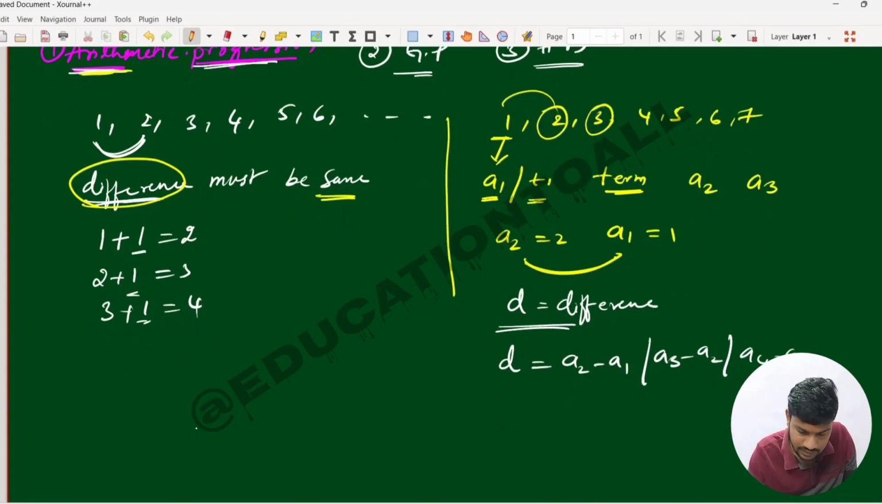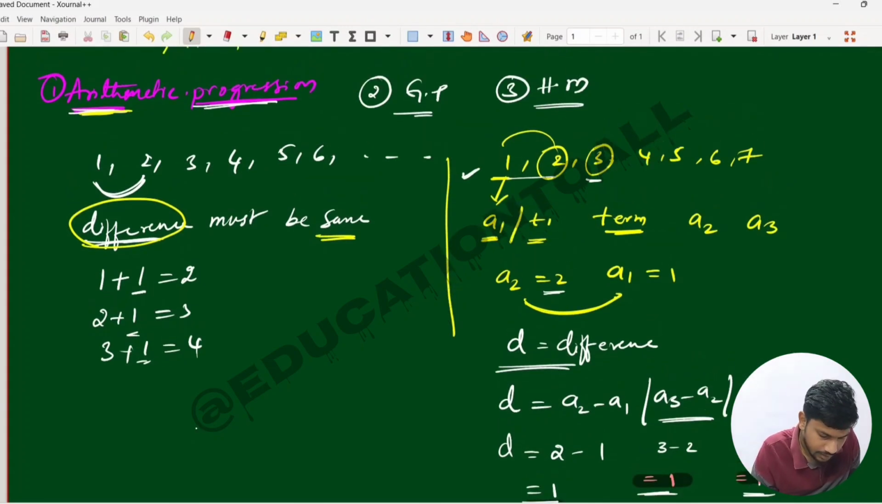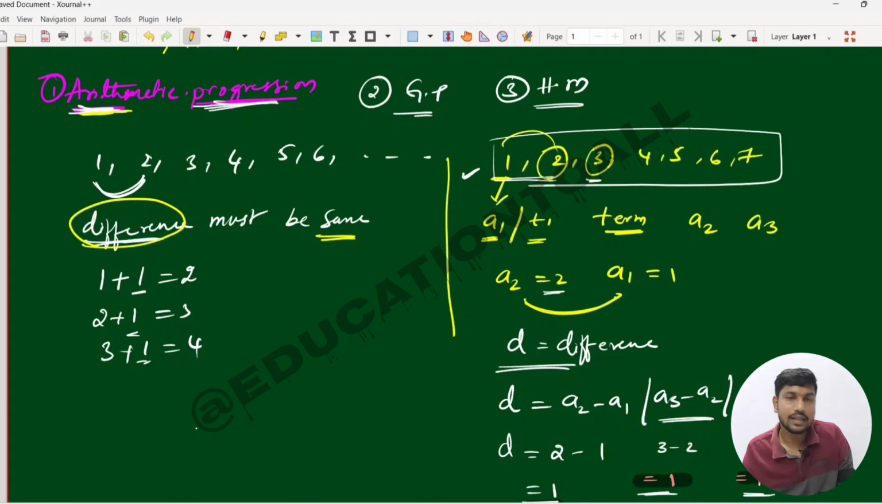Then identify whether this difference follows the arithmetic progression or not. Just look, A2 is equal to 2 minus A1 is equal to 1, which is a difference of 1. The second difference I am checking: A3 is equal to 3, and A2 is equal to 2. 3 minus 2, again it is 1. Next A4 is 4, 4 minus 3, again 1. So very clearly, the common difference between any two consecutive numbers is always 1. So we have the same common difference between all consecutive numbers. Therefore, it satisfies the rule of arithmetic progression.